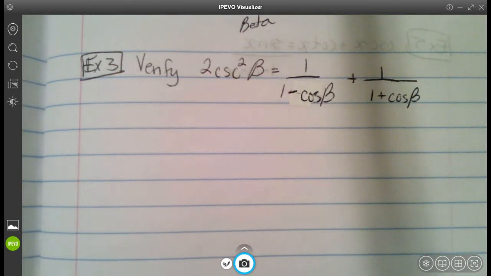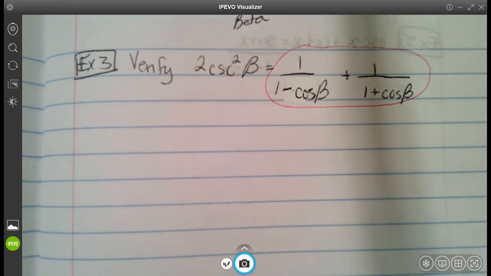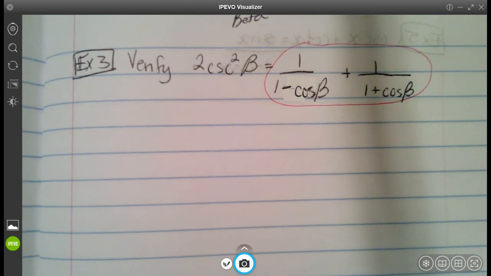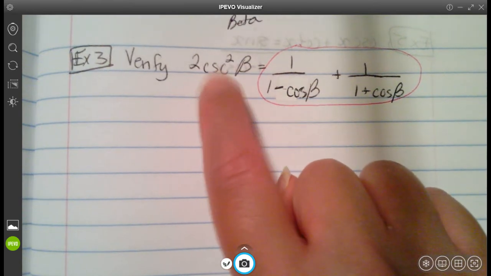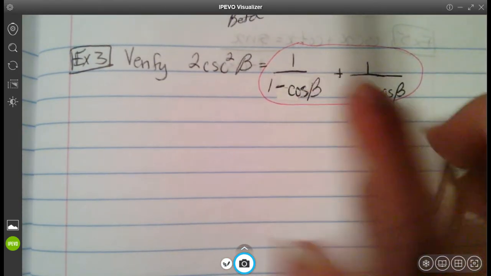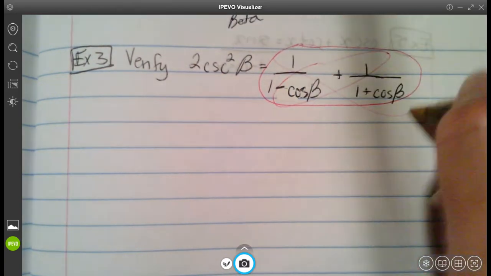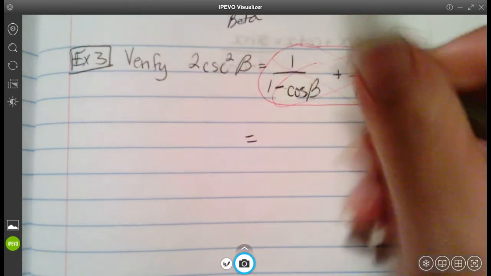We're going to try to work with the right side this time because I see that there are 2 fractions and I can probably try to add them. Yeah, I'm going to add them up and see if this will give me this over here, okay? So when we're adding fractions, we can use our butterfly trick, which is basically going to be the following.